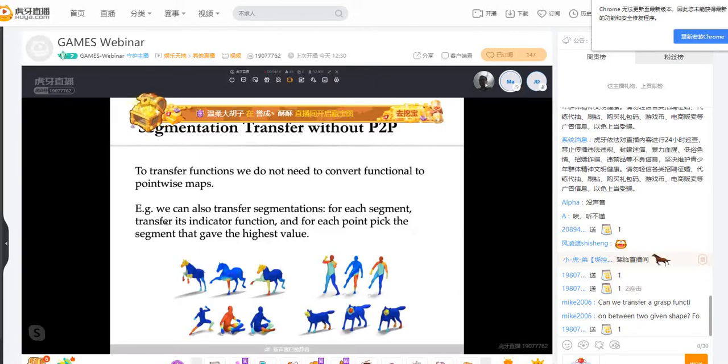And if you want to transfer segmentations, for example, what we showed is that you can just construct indicator functions, see how they get mapped, and then this gives you a transfer of the segmentation without using the point-to-point correspondence. So this is the basic pipeline that we have, and there are many different extensions to this pipeline. I wanted to first give it as an overview because it's really the foundation of a lot of the things that we have done.